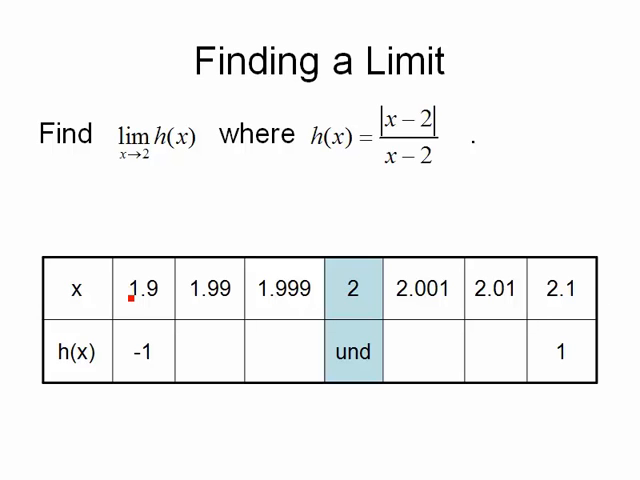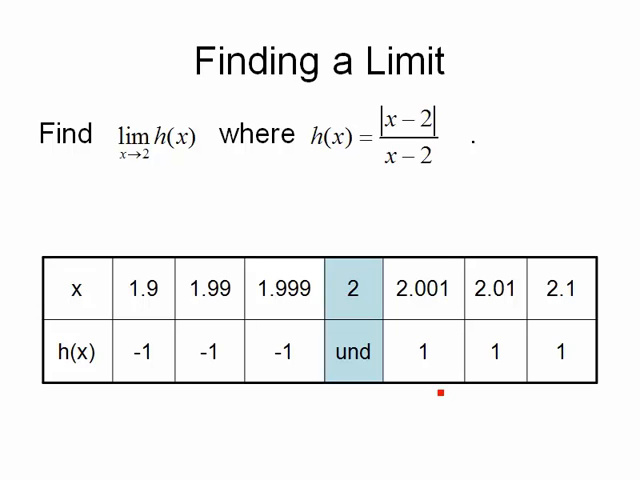If I put in 1.9 into this function, I get out negative 1. And if I put in 2.1, I get out positive 1. So these numbers don't seem to be very close to each other on the surface. One's positive and one's negative. If I put in 1.99, I get negative 1 again. If I put in 2.01, I get positive 1. If I put in 1.999, I get negative 1. If I put in 2.001, I get positive 1.